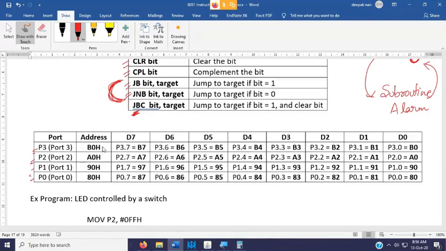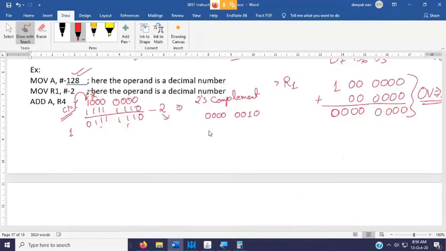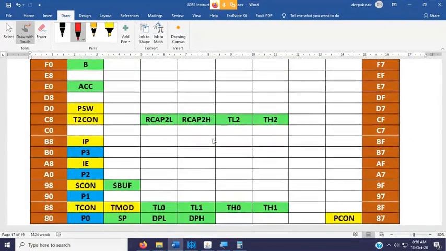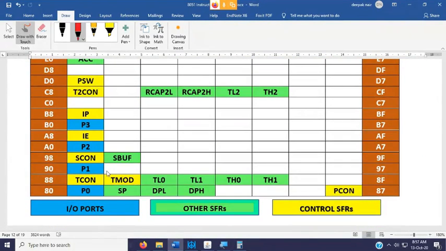Now for that, you can use port 3, port 2, port 1 and port 0. How can we get these addresses of port 3 to port 0? These addresses are present in the SFR. If you remember, we discussed the special function registers. So you see here port 0, port 1, port 2 and port 3. And how can you remember that?